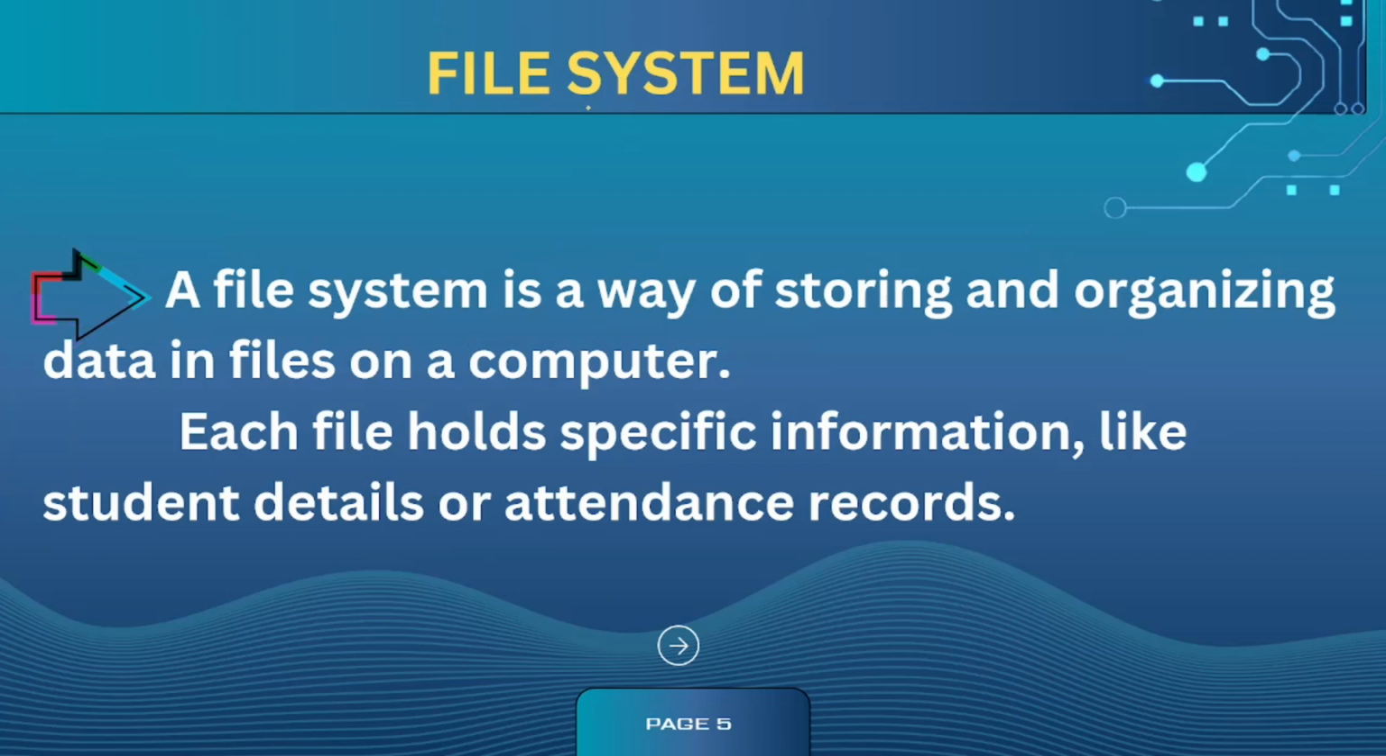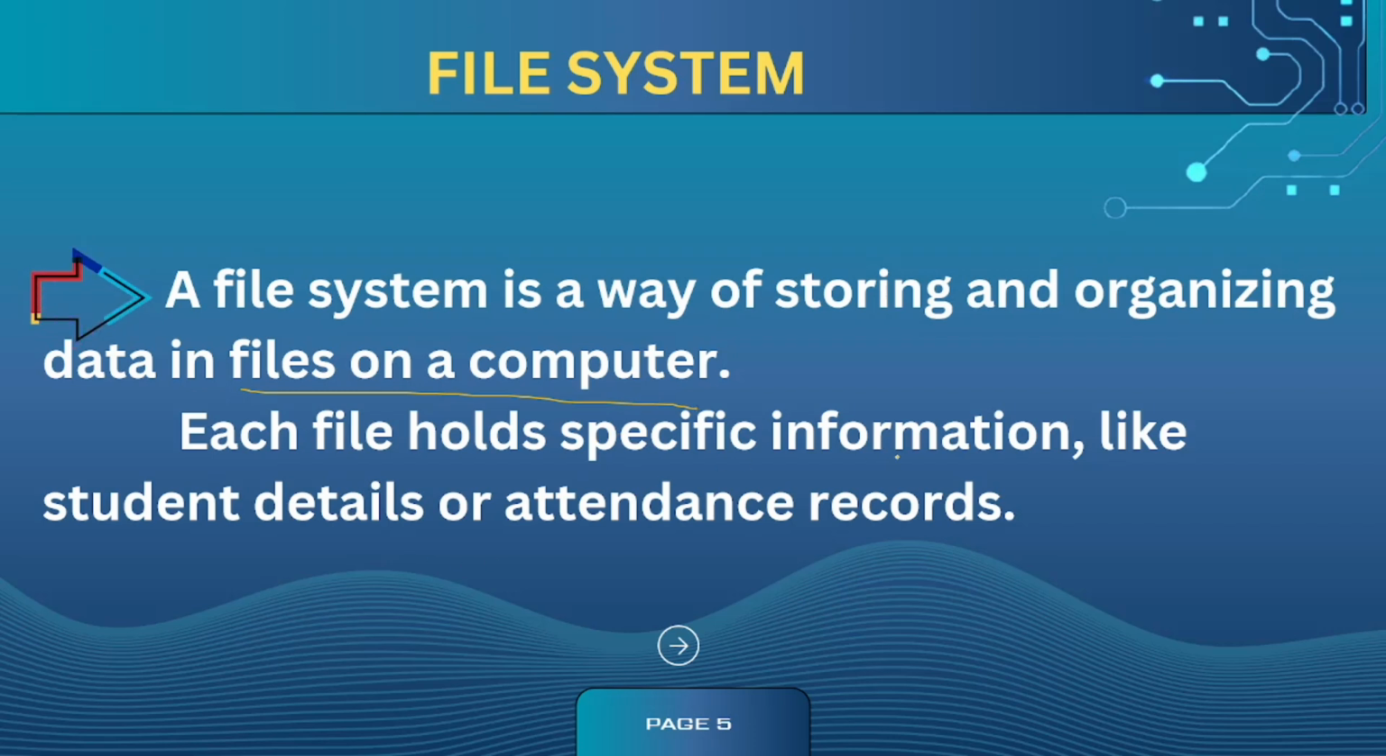Next, what is the meaning of file system? A file system is nothing but the way of storing and organizing data in files on a computer. Your collection of data you are storing permanently, and you are creating folders and storing it, and you are organizing the files. That we can call a file system.